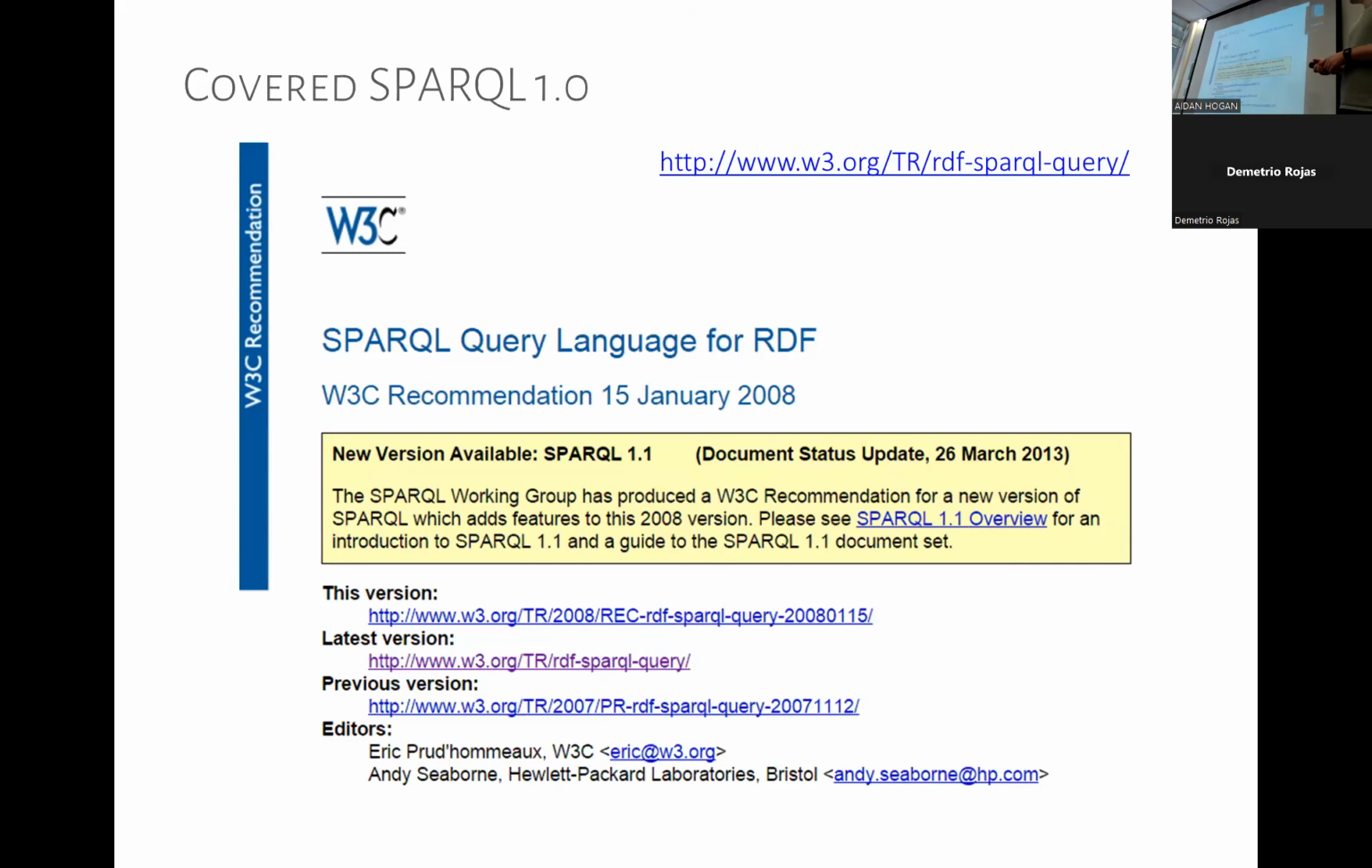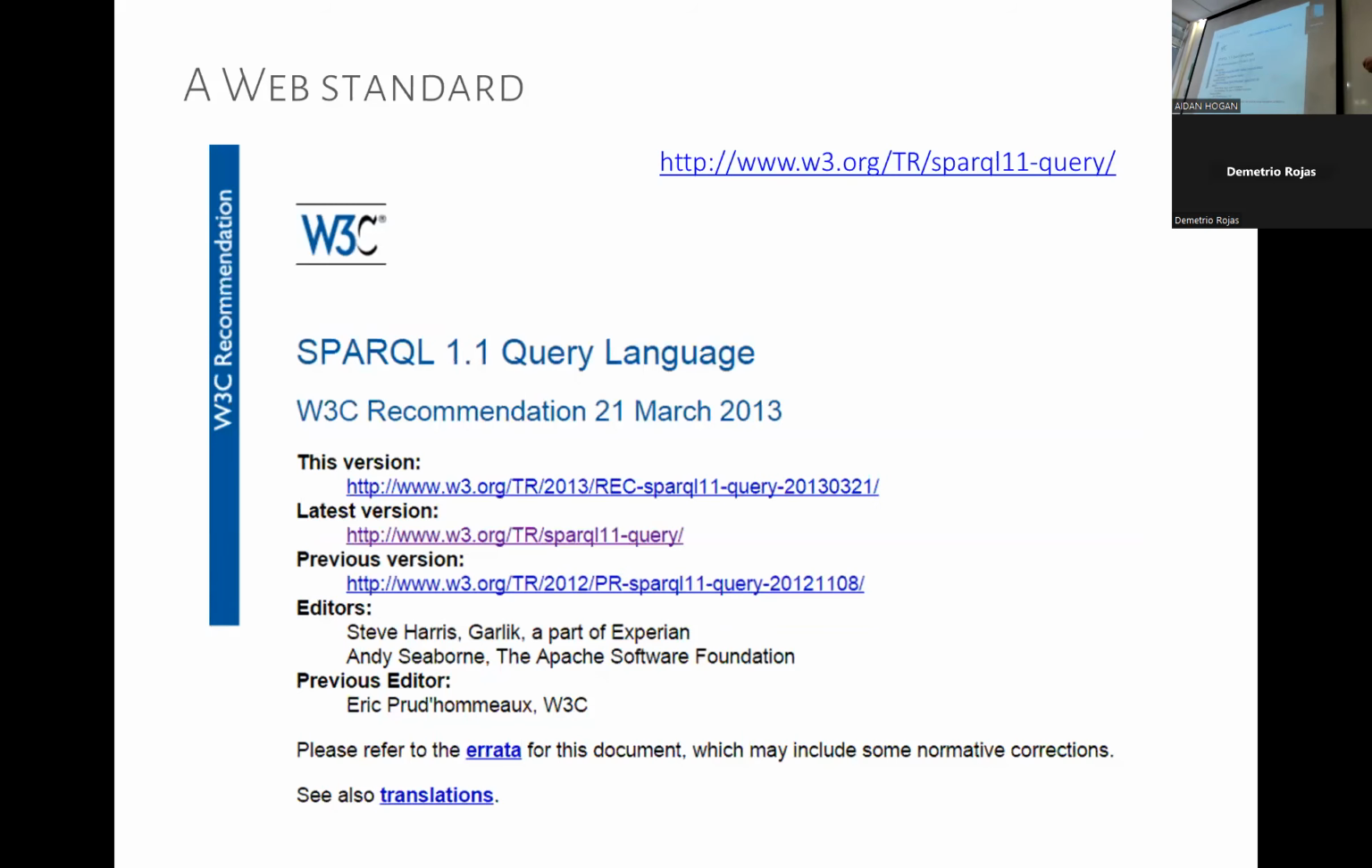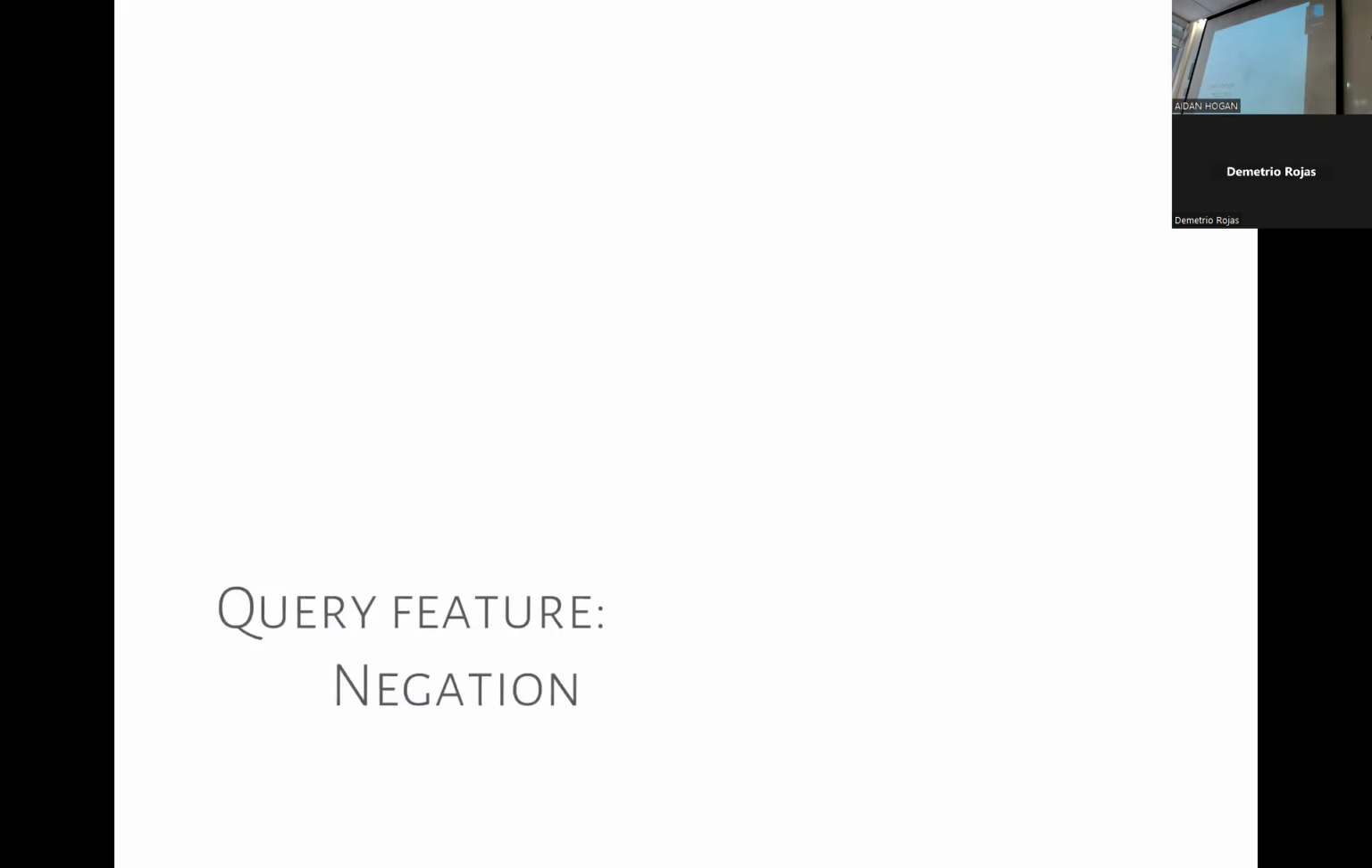So Sparkle 1.0, the language we already covered, was proposed or recommended as a standard in 2008. Today we're going to cover Sparkle 1.1, which has some cool new features. It was first recommended as a standard in 2013. So there were some features of SQL in particular, but also of other graph query languages that would be very useful in the context of Sparkle. So this working group convened around 2011, 12, 13 to add these new features to the language. So we're going to talk about some of the new features.